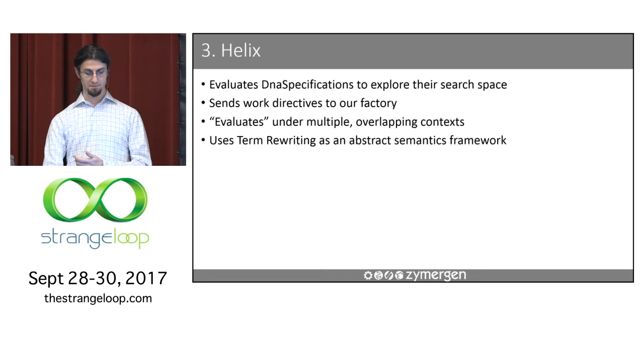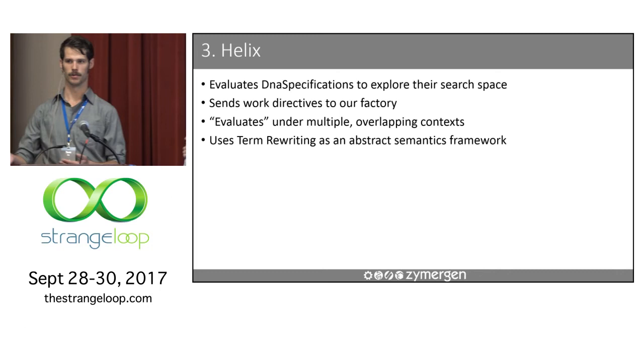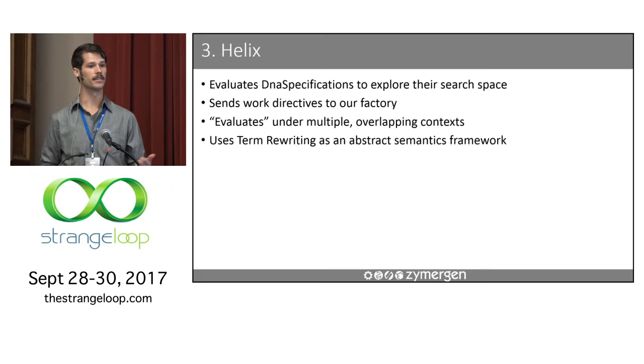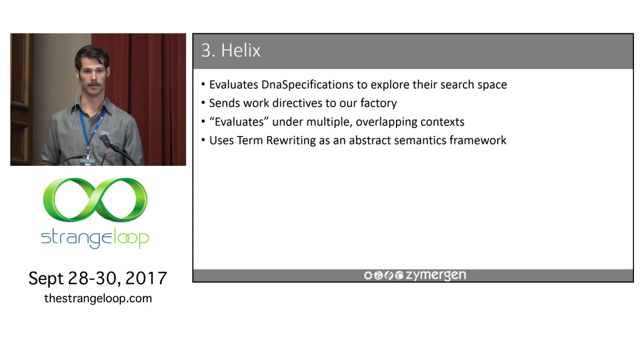So downstream from this Codon tool, we need a tool that takes in those DNA specifications and makes sense of what to do with them. We call this tool Helix. And in much the same way some programming language might evaluate its AST, we use term rewriting as an abstract semantics framework for evaluating, in a sense, these DNA specifications to create both the entire search space we need, as well as evaluating under some different contexts, which I'll explain in a moment.